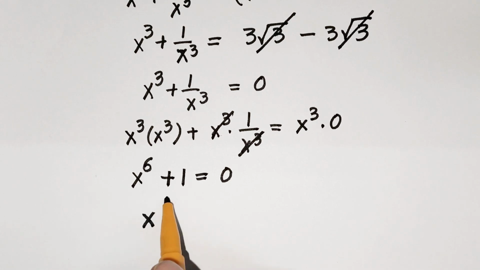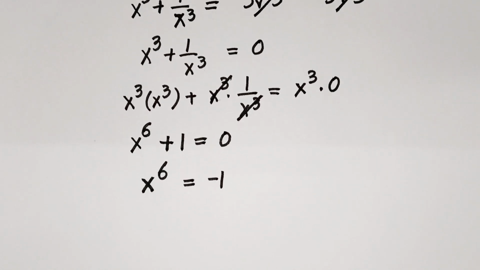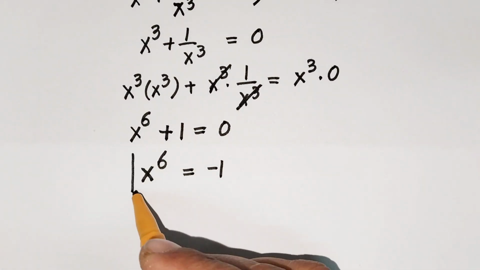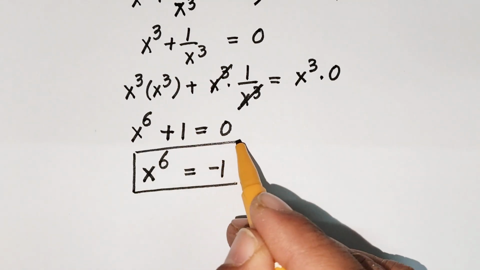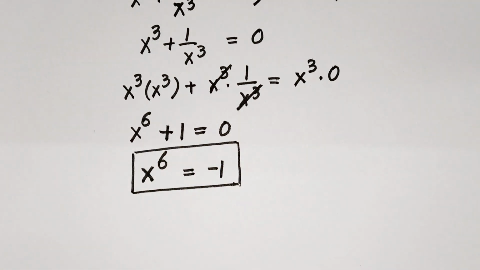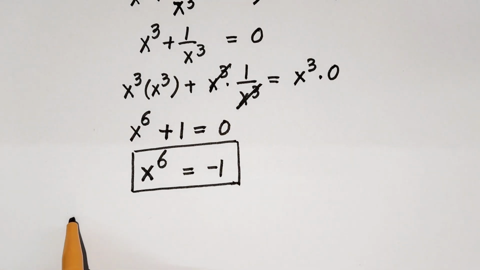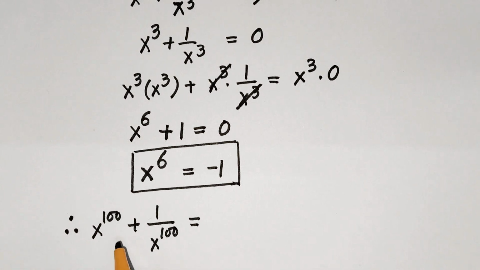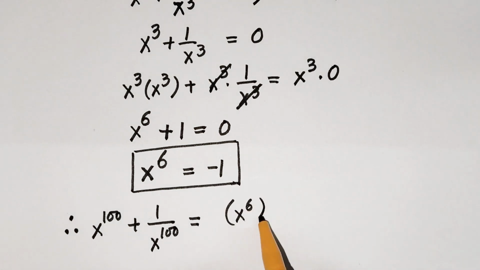So here x to the power 6 is equal to, shifting plus 1, we get minus 1. So now x raised to the power 6 is equal to minus 1. We are just writing this one, it is our value of x raised to power 6. But here we have to find x raised to power 100. Here we just write x raised to power 100 plus 1 over x raised to power 100, which is equal to, we can write this as, let's say, x raised to power 6 whole raised to power 17.